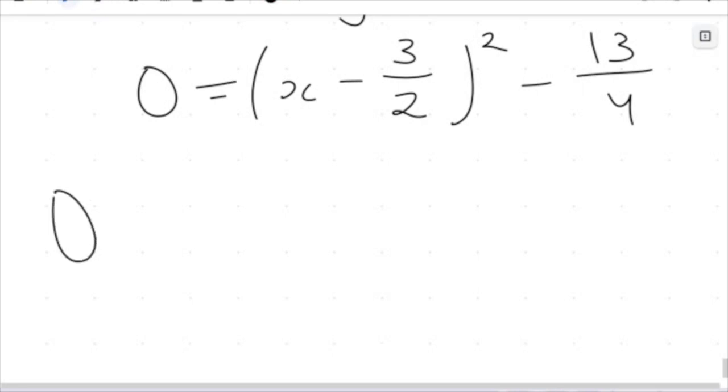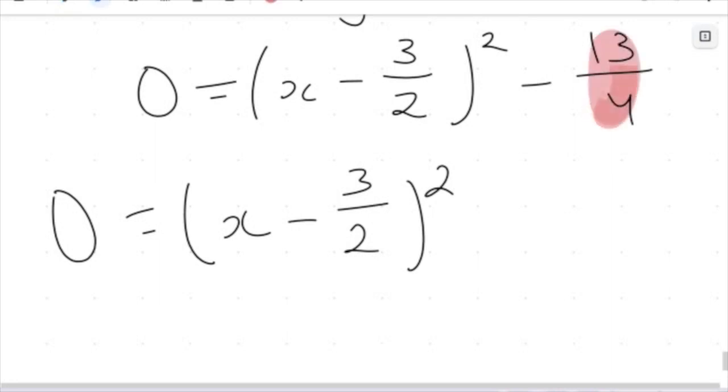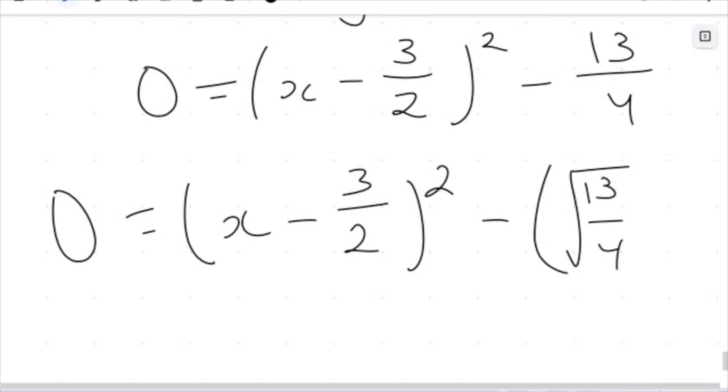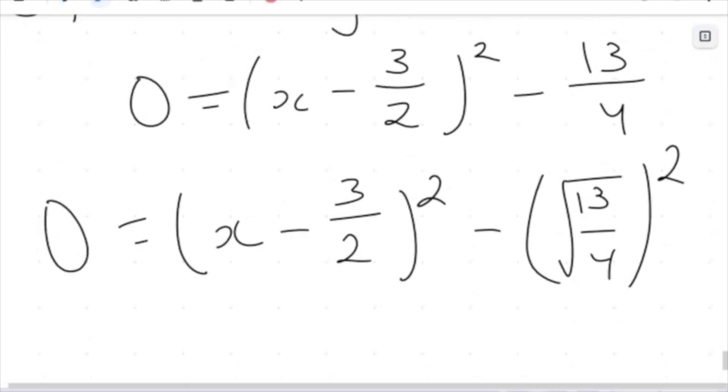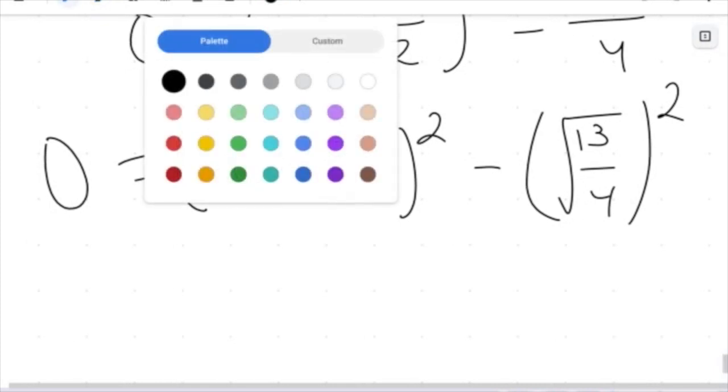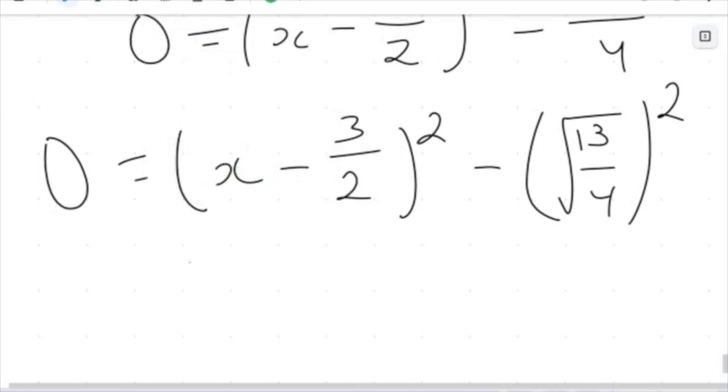Now in the previous series we said that when we had this term 13 on 4, we can write that as the square root of this thing here, all squared, because the squaring is going to cancel out the square root to just give me this guy here. And what we can do now is notice that there is a difference of two squares here. And we know how to factorize these.